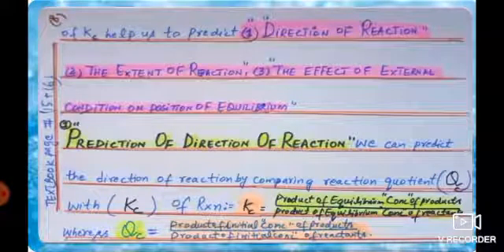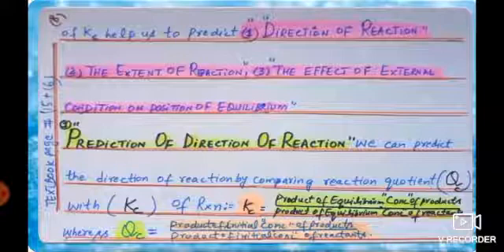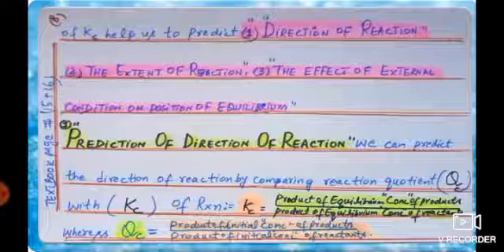Now actually this Kc, or the equilibrium constant value, will help us, first of all, in determining the direction of reaction, and second, it helps in the prediction of the extent of reaction, and in the same way, third, the effect of external conditions on the position of equilibrium. So the first one which we will take, which is given in the textbook on page number 15-16, is the prediction of direction of reaction.